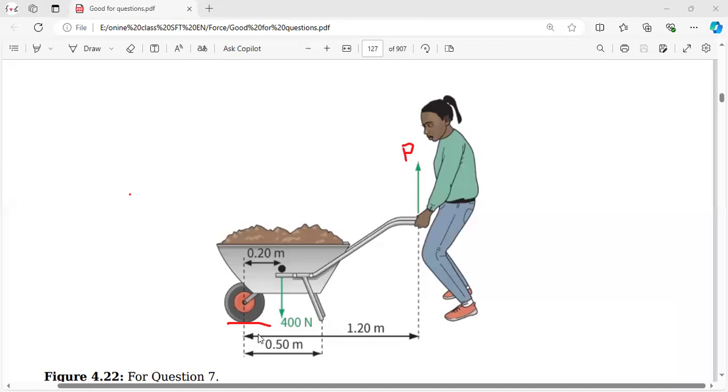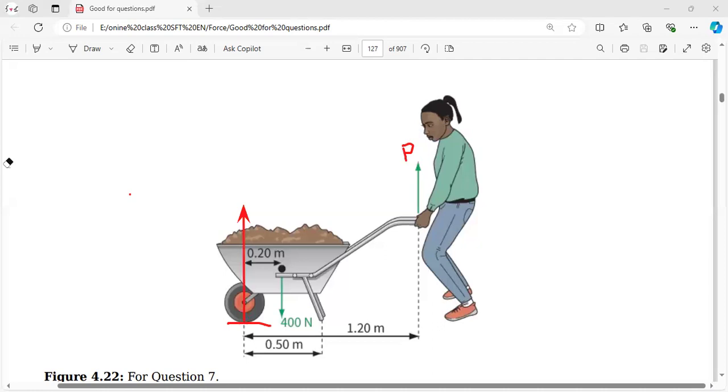What is the missing force here? The missing force is actually from the ground upward. This is the reaction force, right? As I explained earlier, there's always action and reaction, according to Newton's third law. So this is exactly the same. Why can I not put the wheel force in here? Because the legs of the wheelbarrow are not touching the ground, because we are applying the P force.